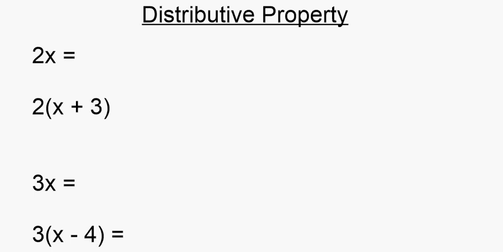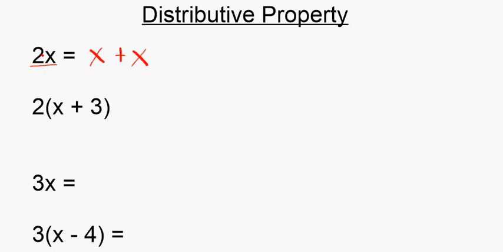This is the third video for simplifying expressions, where we will practice the distributive property. In your first example, 2 is being multiplied by x. Multiplication can be represented with repeated addition. So here we have x plus x. That is the same as 2x.